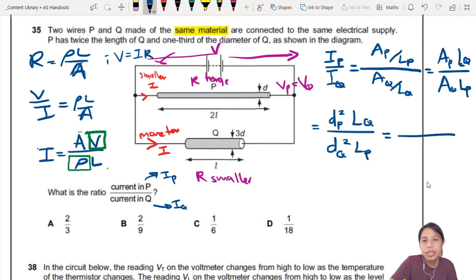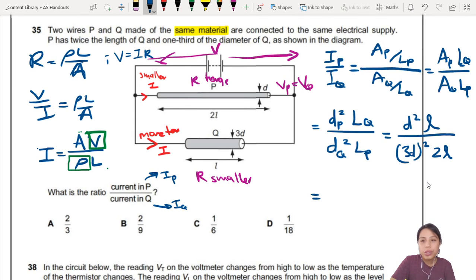Yes, now we do that. What is dP? The diameter of P is just D, so just D squared. The length of Q is L, the curly L, so you just write L. Diameter of Q is 3D, so 3D squared. And the length of P is quite long, 2L.